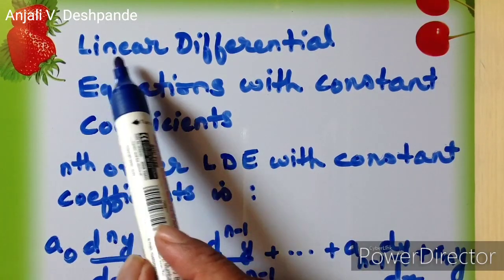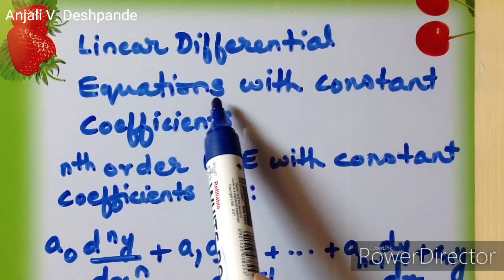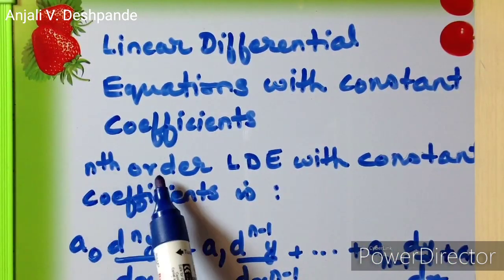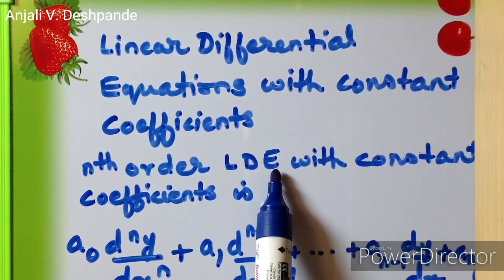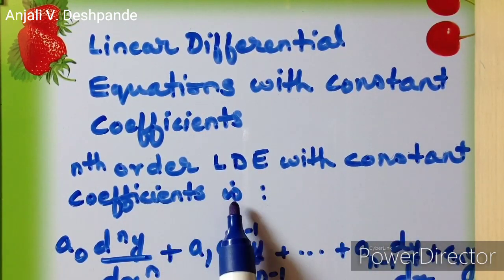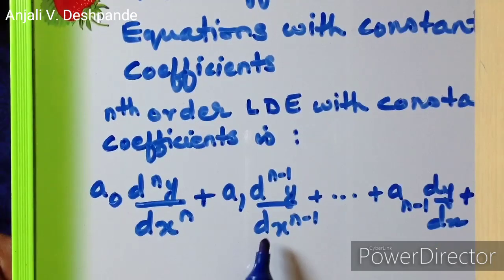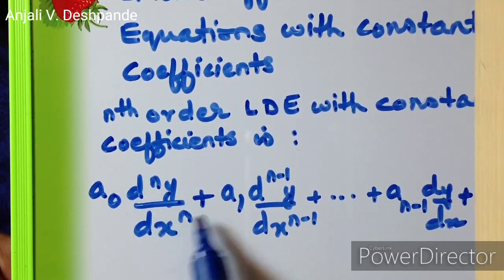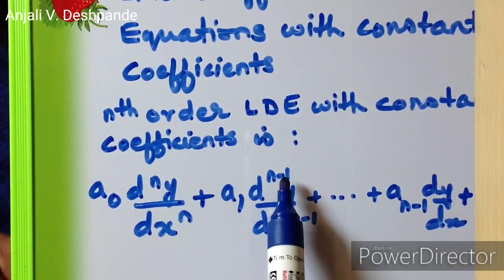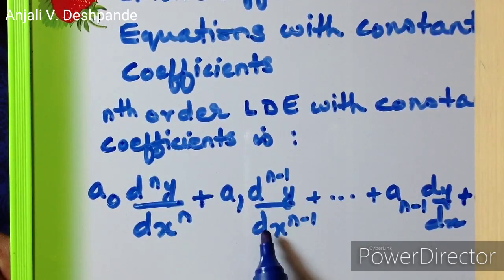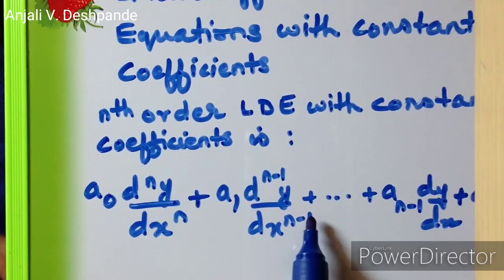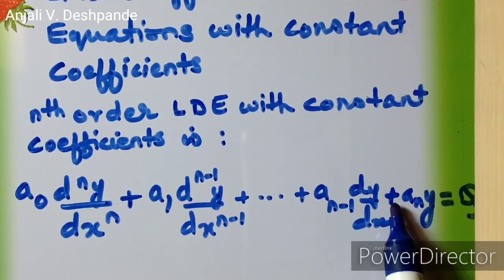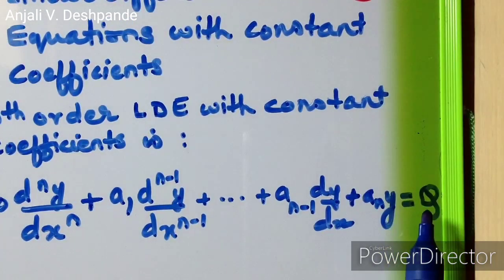So today's topic is going to be linear differential equations with constant coefficients. Now the nth order linear differential equation with constant coefficients is given by this equation: a naught d raised to n y by dx raised to n plus a1 d raised to n minus 1 y divided by dx raised to n minus 1 plus and so on, plus a n minus 1 dy by dx plus a n y is equal to Q.